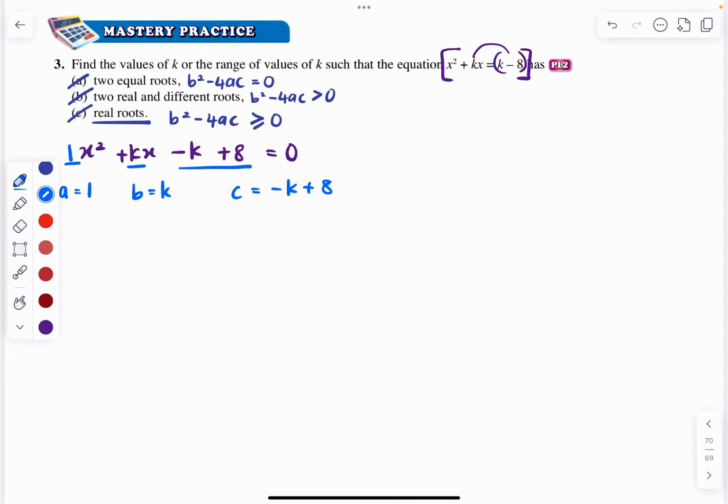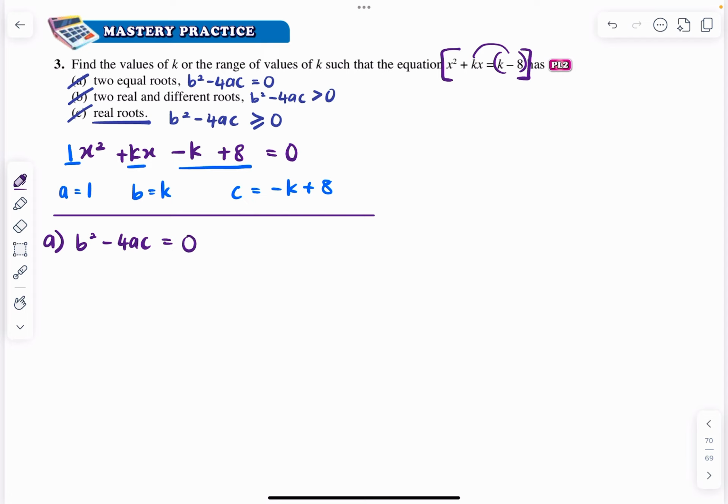Right. So now that we know this, you can solve the whole question. Okay, let's look at A. B square minus 4ac must equal to 0. So b square minus 4ac equals 0. K square, we expand this, negative 4 times negative k is positive 4k. Negative 4 times 8 would be negative 32.